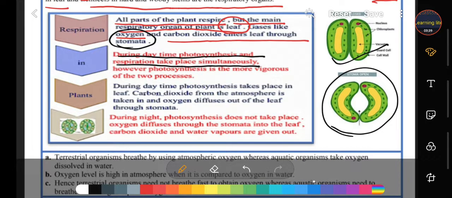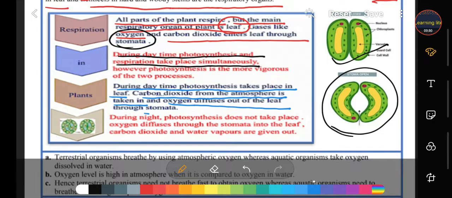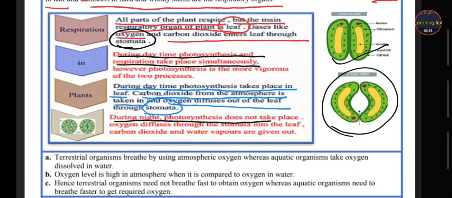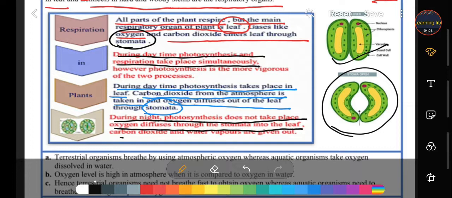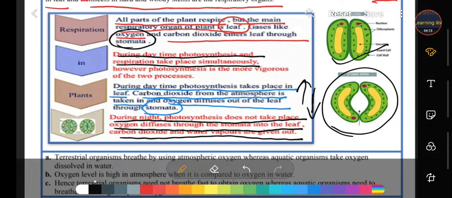What happens during daytime? During the daytime, photosynthesis takes place in the leaf, and carbon dioxide from the atmosphere is taken in and oxygen is diffused out by stomata. But what happens during night? During the night, photosynthesis doesn't occur, so oxygen diffuses into the leaf and carbon dioxide is given out. So the mechanisms of daytime and nighttime are opposite to each other. During the daytime, carbon dioxide is taken in, but during the night time, carbon dioxide is diffused out.